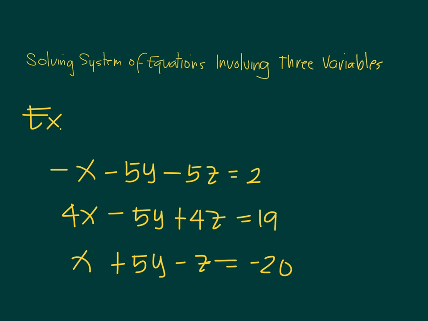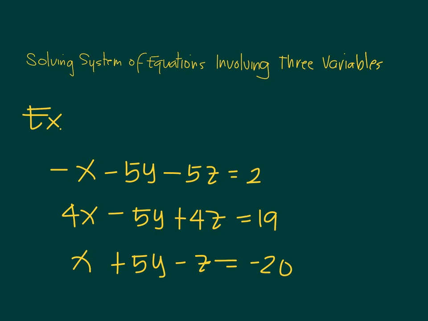When we solve systems of equations, we want to find those specific x, y, and z that will make the equations correct. Meaning, when you substitute the values in the first equation, you get 2. In the second equation, it becomes 19. And in the third, it becomes negative 20. These are specific values of x, y, and z that will make all these equations correct at the same time. So how do we solve systems of equations involving three variables?